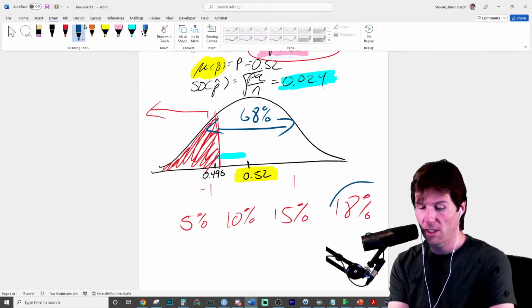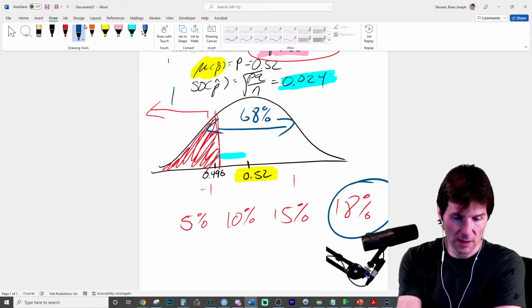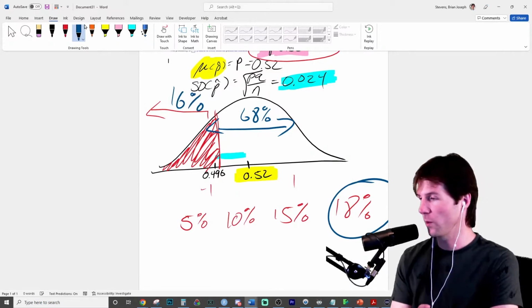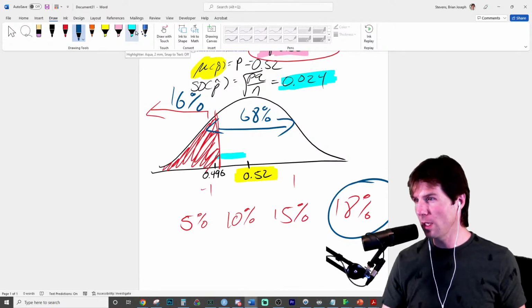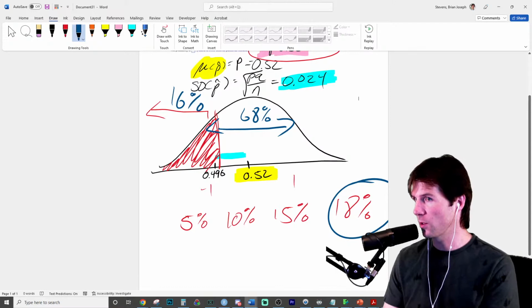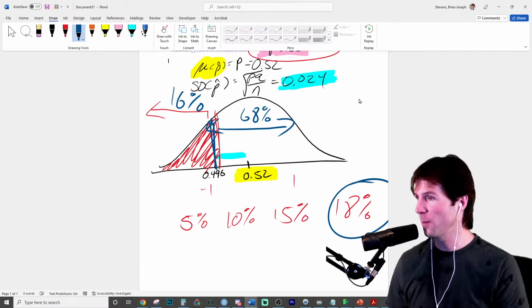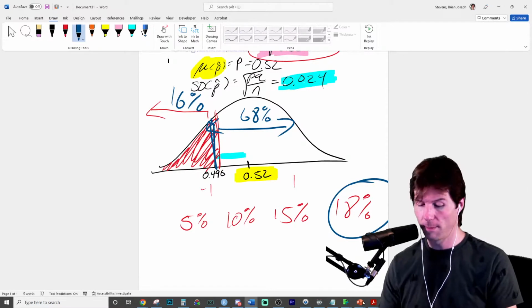You'd probably guess it's around 18%. My drawing might not be perfect. Below this is 16% according to the empirical rule. So a good guess might be 18%. If these were the answers, the only one possible is 18%, because below here is 16, so that has to be a little bit bigger.